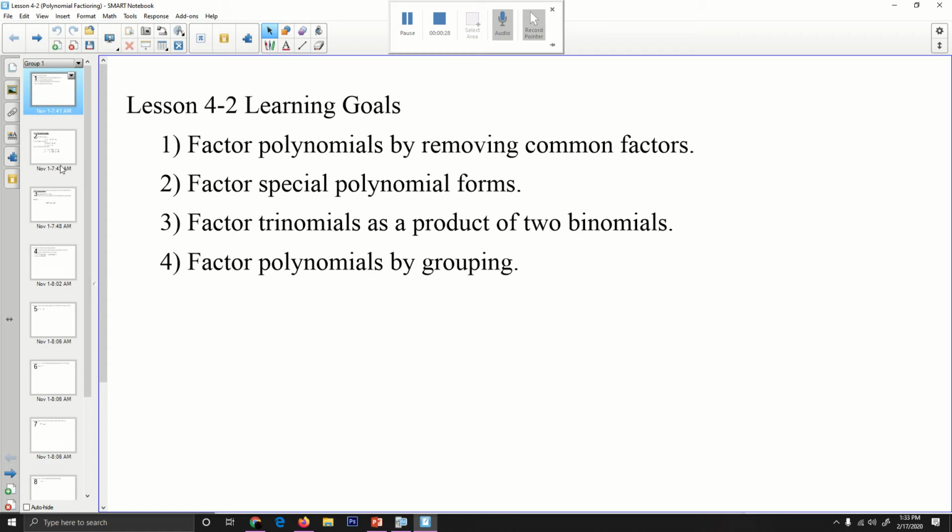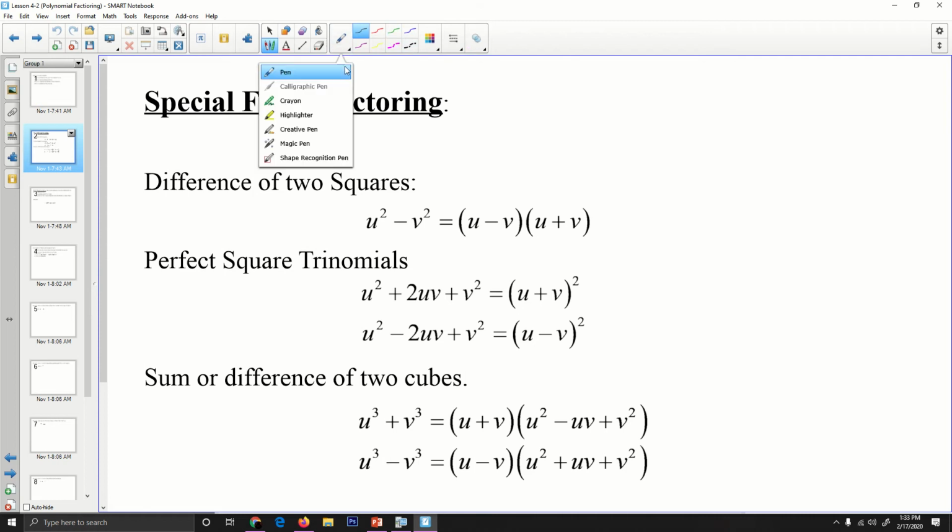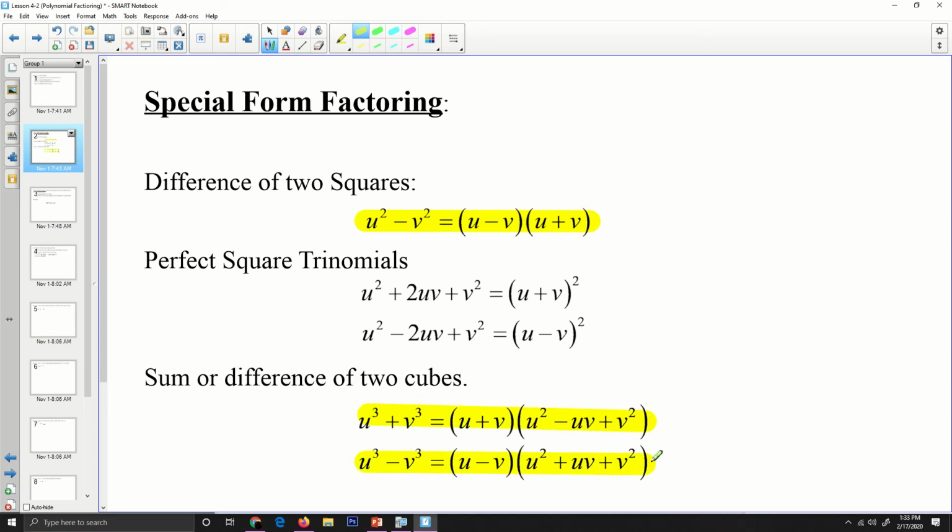So let's talk about those special form factoring. If we're going to talk about two special cases here, we definitely want to highlight difference of squares. This one becomes very important, and difference of cubes. These two are also going to be very important. If you don't know your perfect square trinomials factoring forms, that's okay. They will become evident in regular factoring if you use the process that we learned in the last unit for factoring quadratics. So that one is not nearly as important.